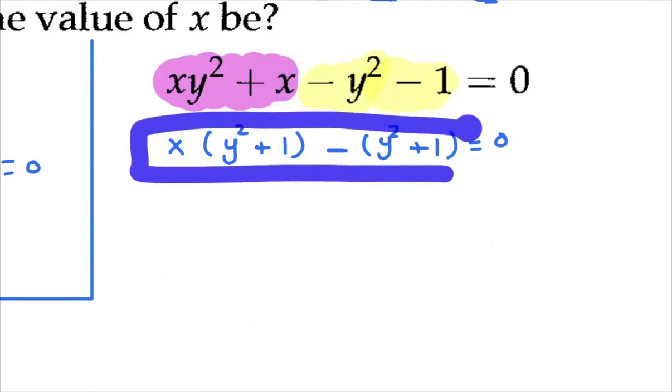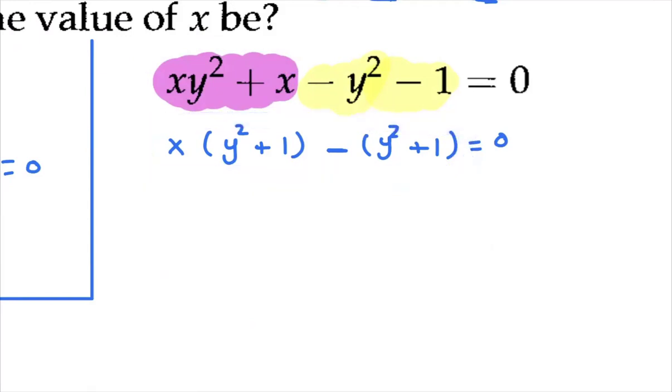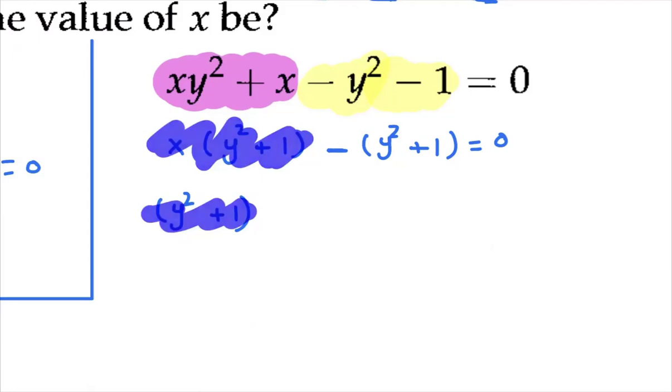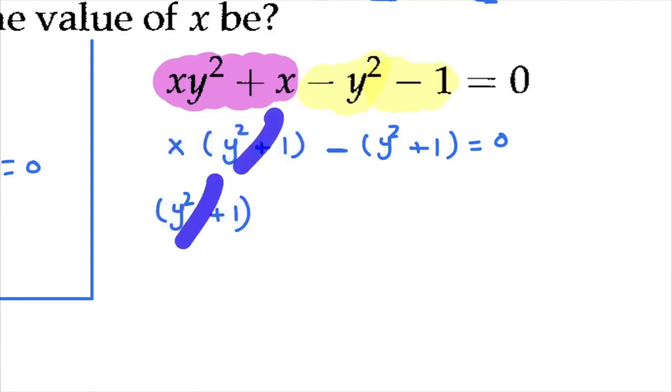Look at these two terms. We have now y squared plus 1 as a common factor. So if you take it as a common factor, it will be y squared plus 1. Divide. If you divide this by y squared plus 1, those will be canceled. Y squared plus 1 with y squared plus 1, and you still have only x.